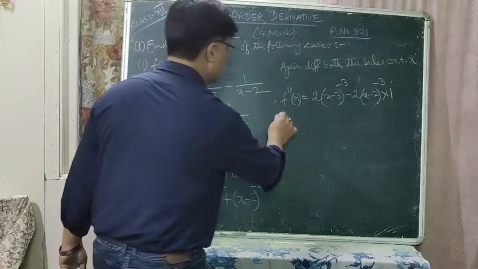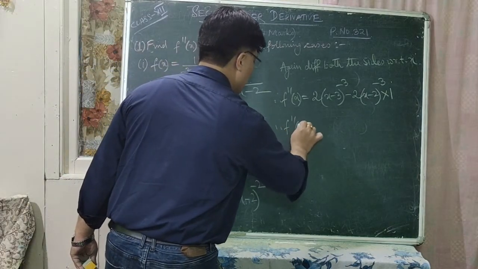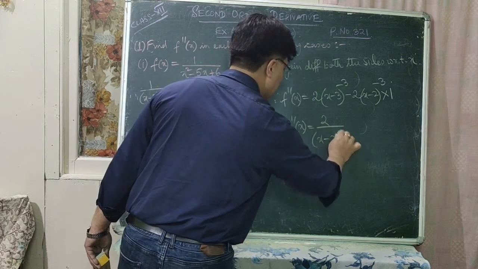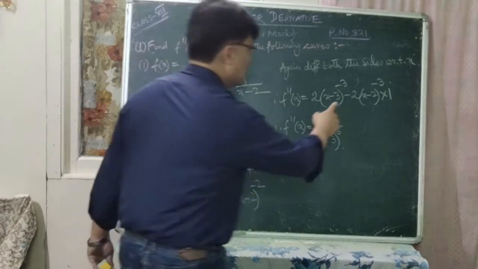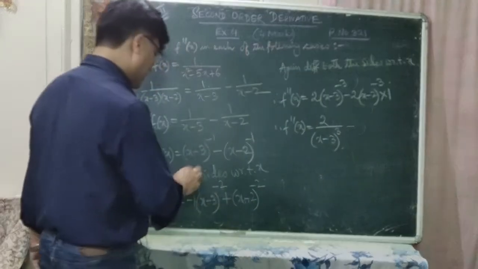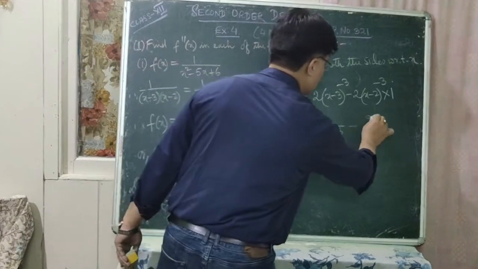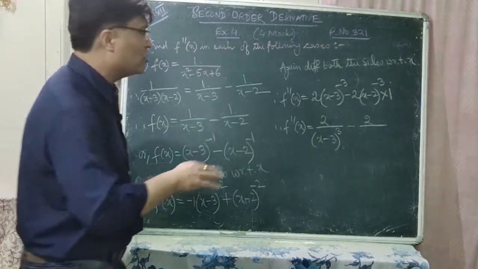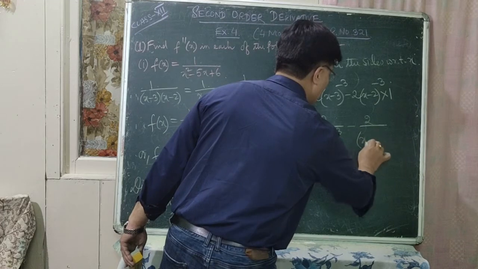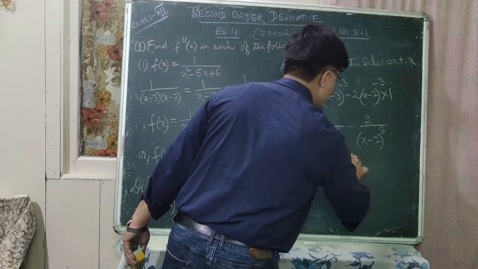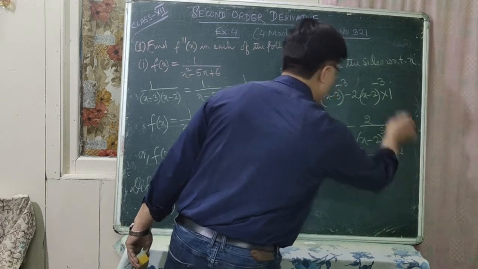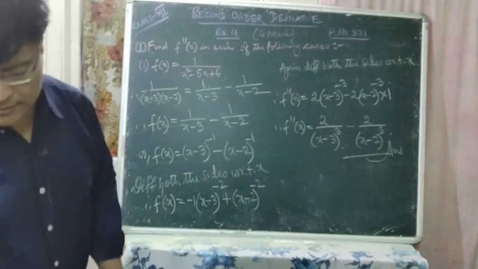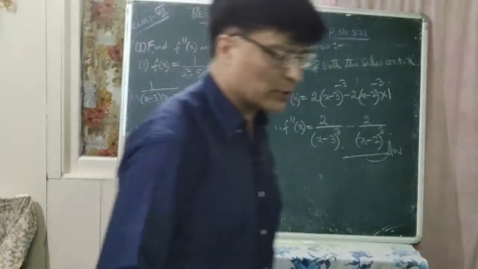Let us simplify it now. Therefore, f double dash of x is equal to 2 upon x minus 3 whole cube, right? Minus, it is minus, right? So minus 2 upon, again this x minus 2 whole to the power minus 3 is taken to the denominator. So what does it become now? X minus 2 whole cube. So this is the final answer. So I think you have understood it. So you can copy it. We'll do the next question.